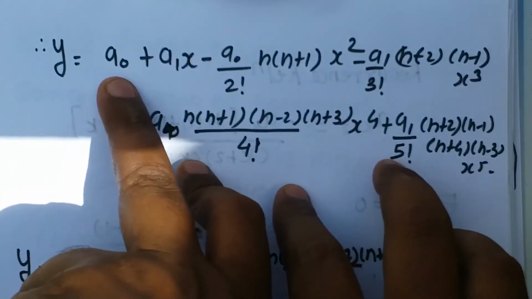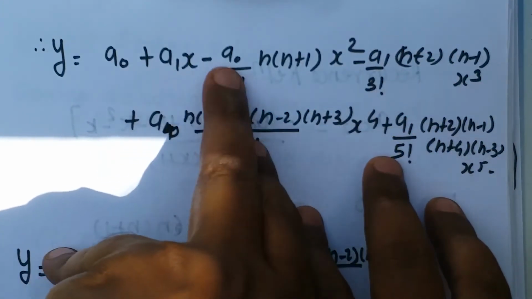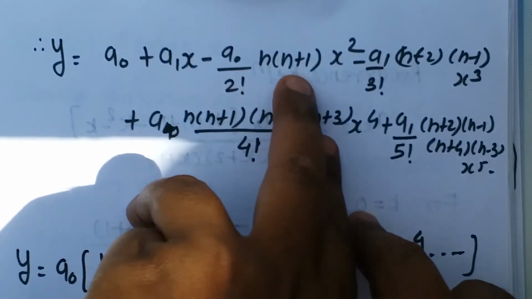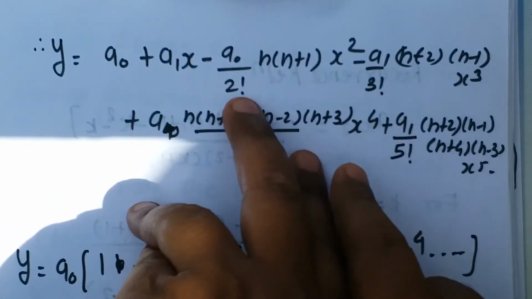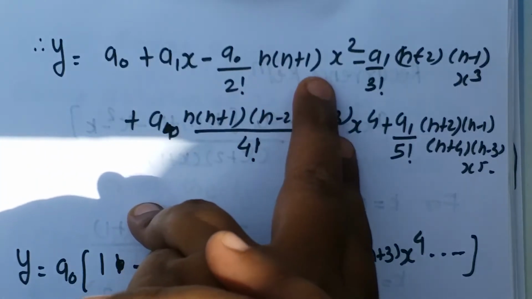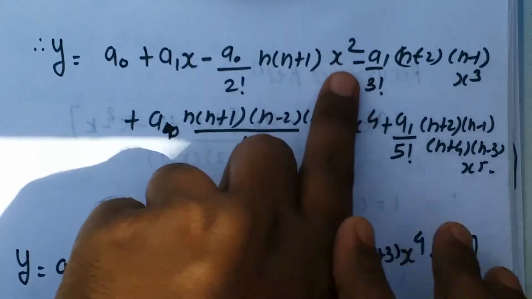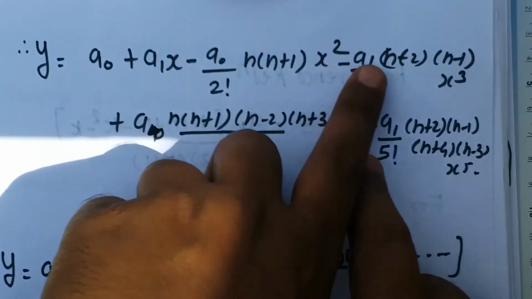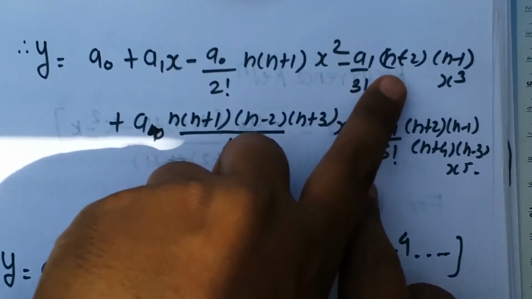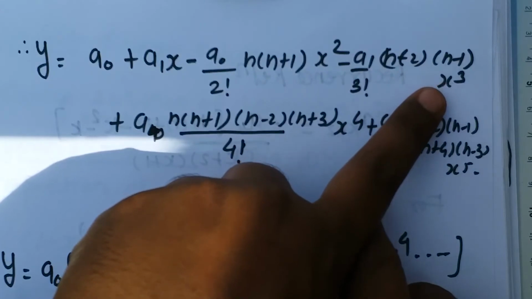So y equal to, first term is a0, second term is a1x, those two terms are fixed. Now the a2 value we have obtained as minus a0 by 2 factorial into n into n plus 1. Coefficient of a2 we are having x square, okay? Then a3 is also negative, it is minus a1 by 6. 6 can be written as 3 factorial, and the polynomial n square plus n minus 2 I have factorized as n plus 2 into n minus 1, okay?